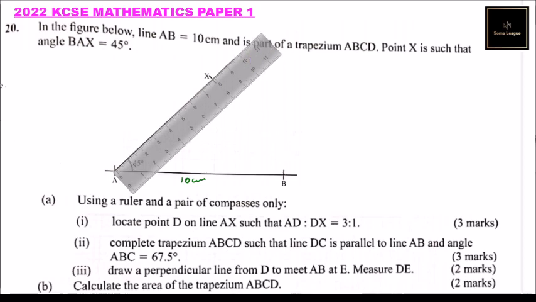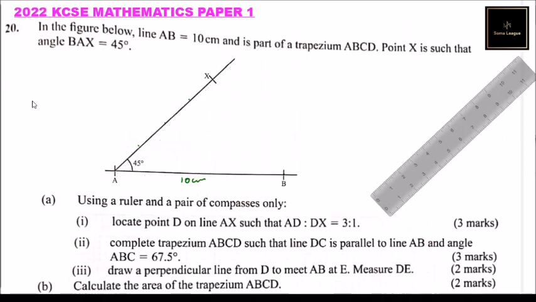So if we divide it into 4, you have that is 1, that is 2, that is 3. So we have 4 parts, and therefore this is where we will locate our point D. Once you locate that point D, we say this is now 3:1. So the ratio of AD to DX is 3:1. So you have done that.